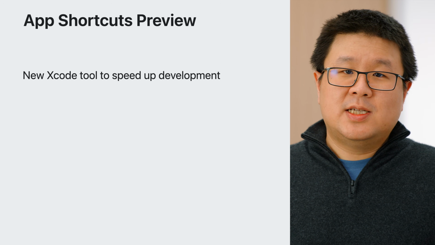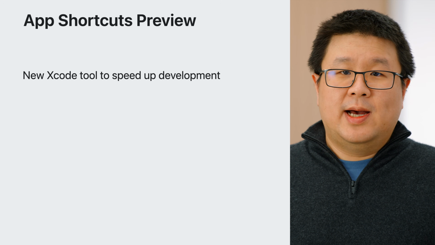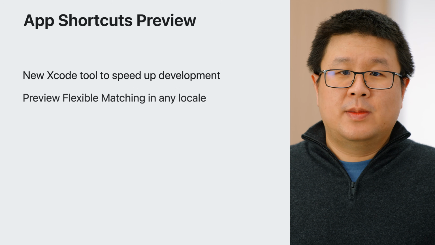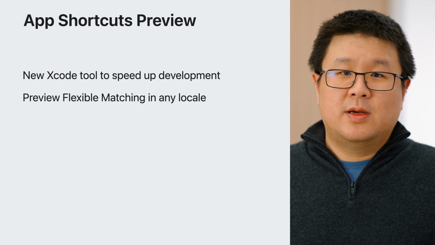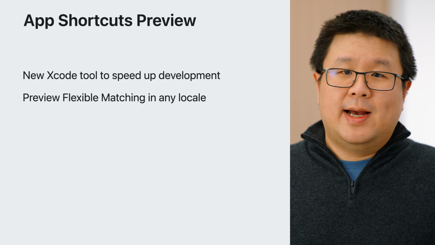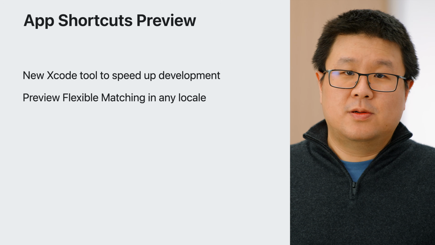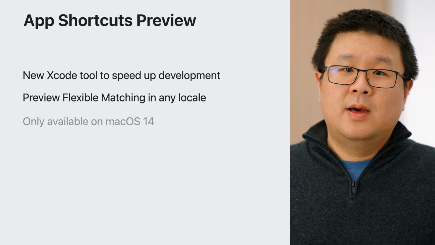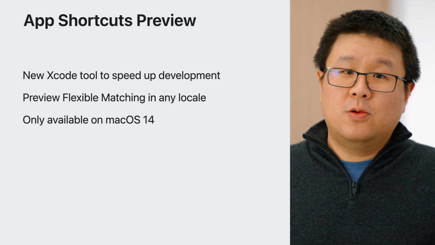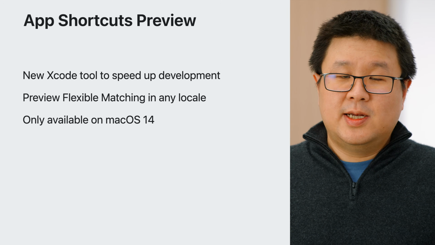And finally, testing app shortcuts with Siri can be slow-going, requiring you to build and launch your app and speak to Siri each time. This is especially time-consuming if you want to test in multiple locales. To help make authoring app shortcuts faster and easier, we're introducing a powerful new tool in Xcode called App Shortcuts Preview. You should note that App Shortcuts Preview is only available when running Xcode 15 on macOS Sonoma. Let's take a look at a demo.